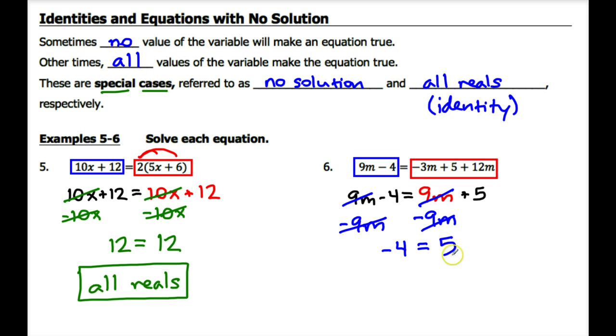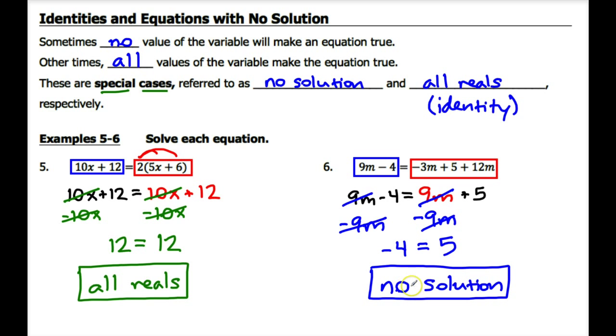So whenever you get a false statement like this with no variable, we call that a no solution. That means that there is no number you can think of to plug in for m that would make that equation true. There's no number at all that makes that equation true, so that's why we call it a no solution.